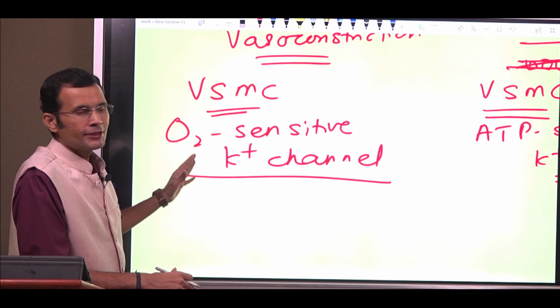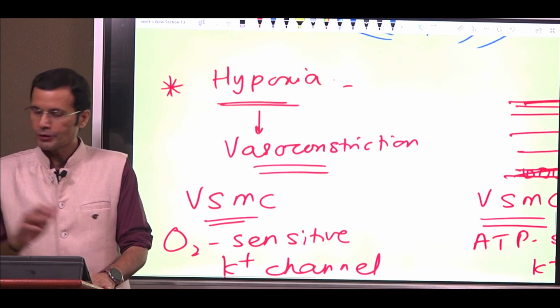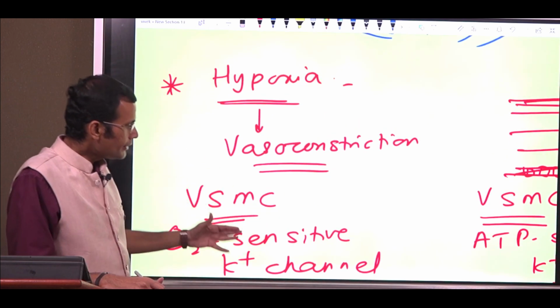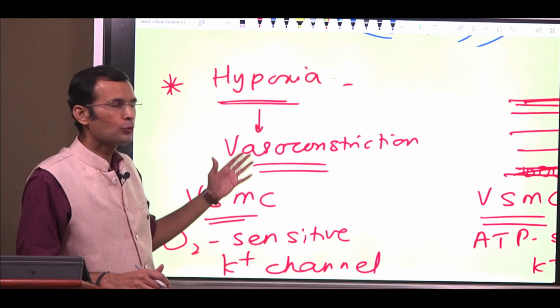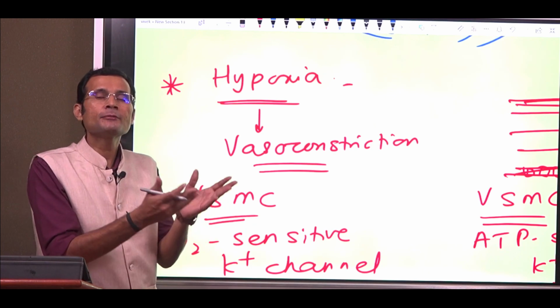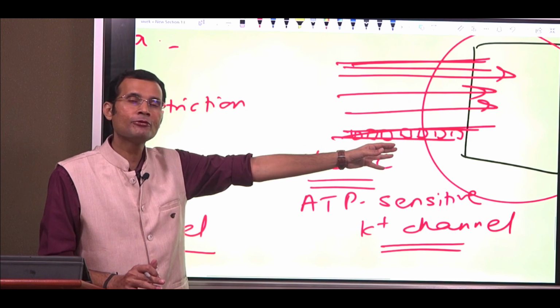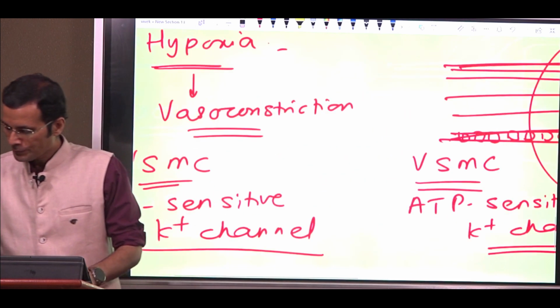Well, O2 sensitive potassium channels in the vascular smooth muscle cells in the lungs are said to cause vasoconstriction. Now, even this vasoconstriction is beneficial and helpful in the lungs, just as vasodilation was helpful everywhere else in the body. Look how.